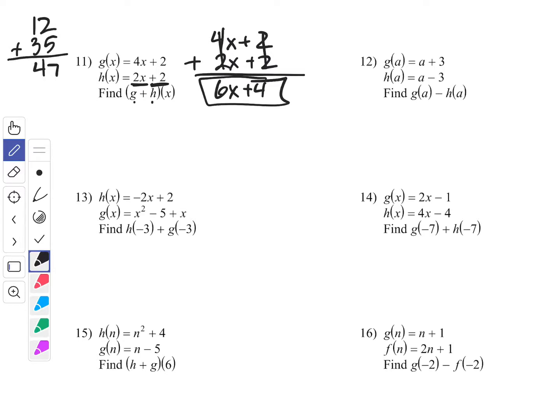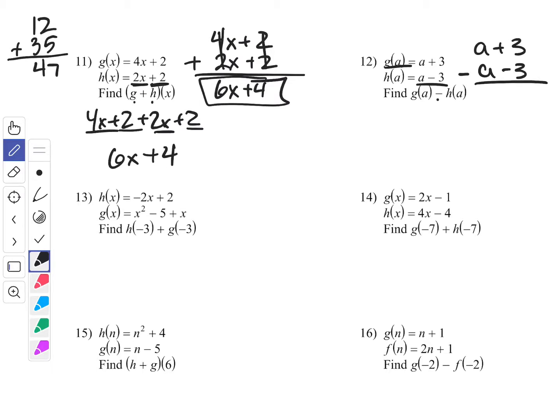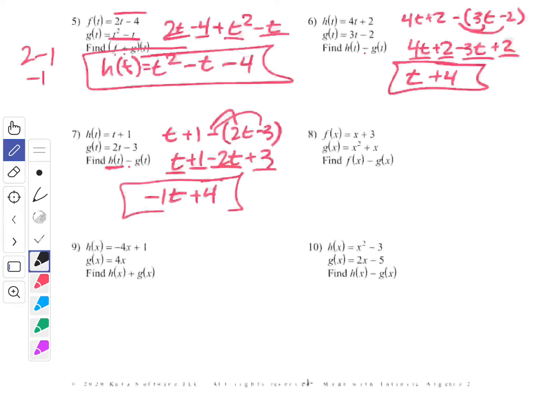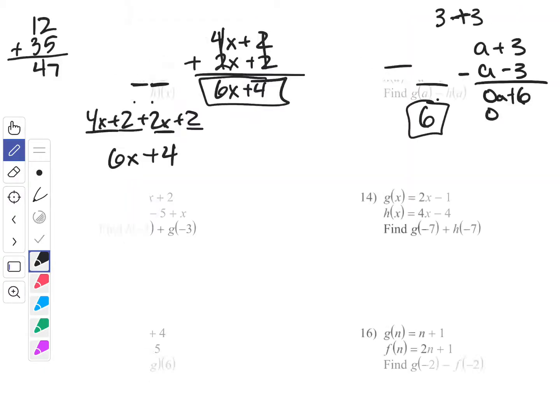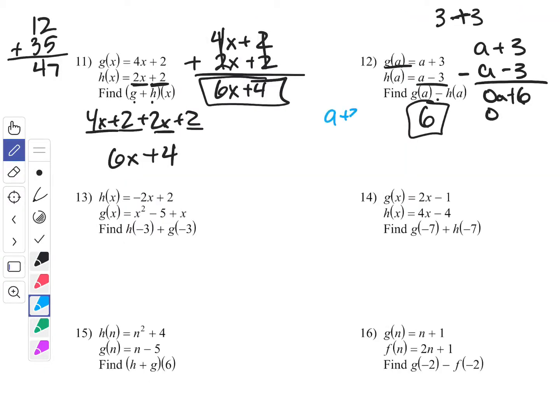Okay? It would work with subtraction too. Or again, I could do it this way, right? And get the same thing. But again, I could go g, a plus 3, then minus a minus 3. A minus a is 0a, which is just 0. 3 minus a negative 3, that's like plus 3, that would be a positive 6. So I'd end up with 6 for my answer. So we could do it that way if we really wanted to, which again gives us the same thing if I do it the other way.